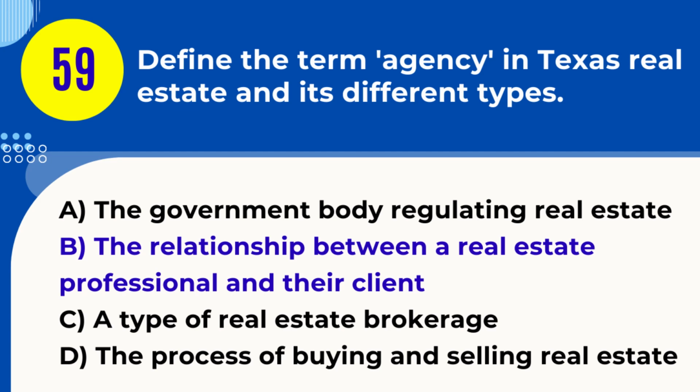Explanation: In Texas real estate, agency refers to the relationship between a real estate professional, agent or broker, and their client, buyer, seller, landlord, or tenant. Types of agency include single agency, representing only one party in the transaction, and dual agency, representing both the buyer and seller in the same transaction.